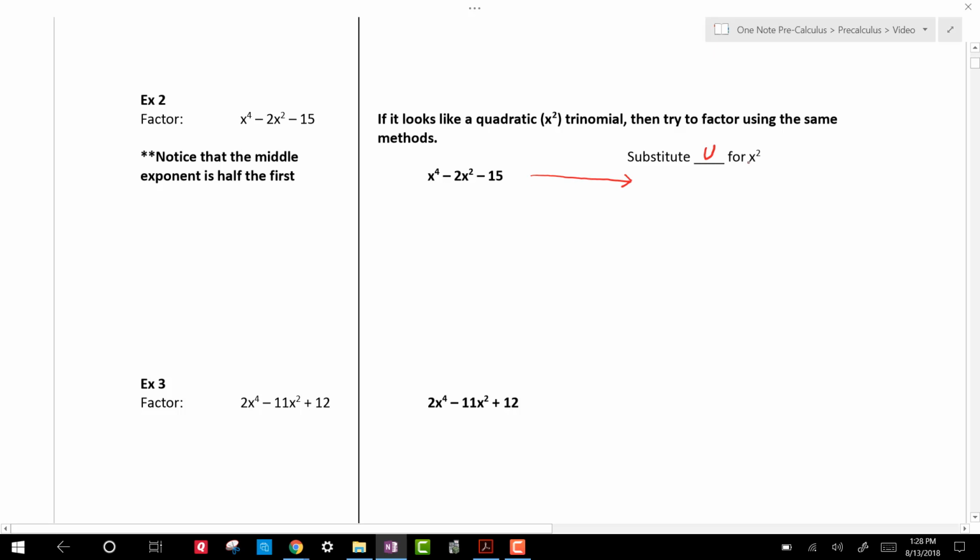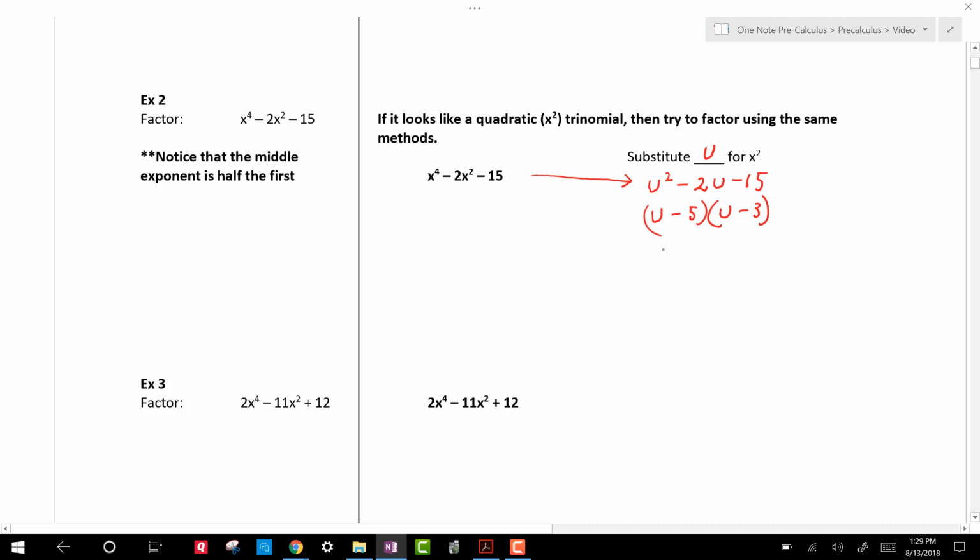Because x squared times x squared is x to the 4th, then u times u would be u squared for the first term. So u squared represents the x to the 4th, minus 2x squared. So this is just going to be minus 2u, because again, u's going in for x squared, minus 15. Now this should be a fairly simple problem to factor. Regardless of your methods for doing it, this would be u minus 5 times u minus 3. So I have that factored.